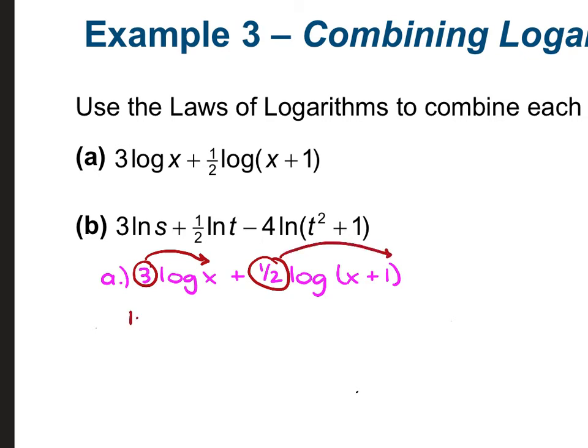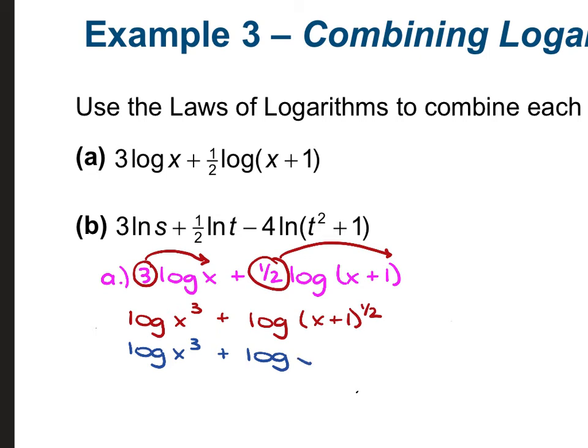So we're going to have log x to the 3rd power plus log x plus 1 to the power of 1/2. Now that power of 1/2 represents a radical. So rewrite that x plus 1 to the power of 1/2 as the square root of x plus 1. So this is going to be log x cubed plus log square root of x plus 1.